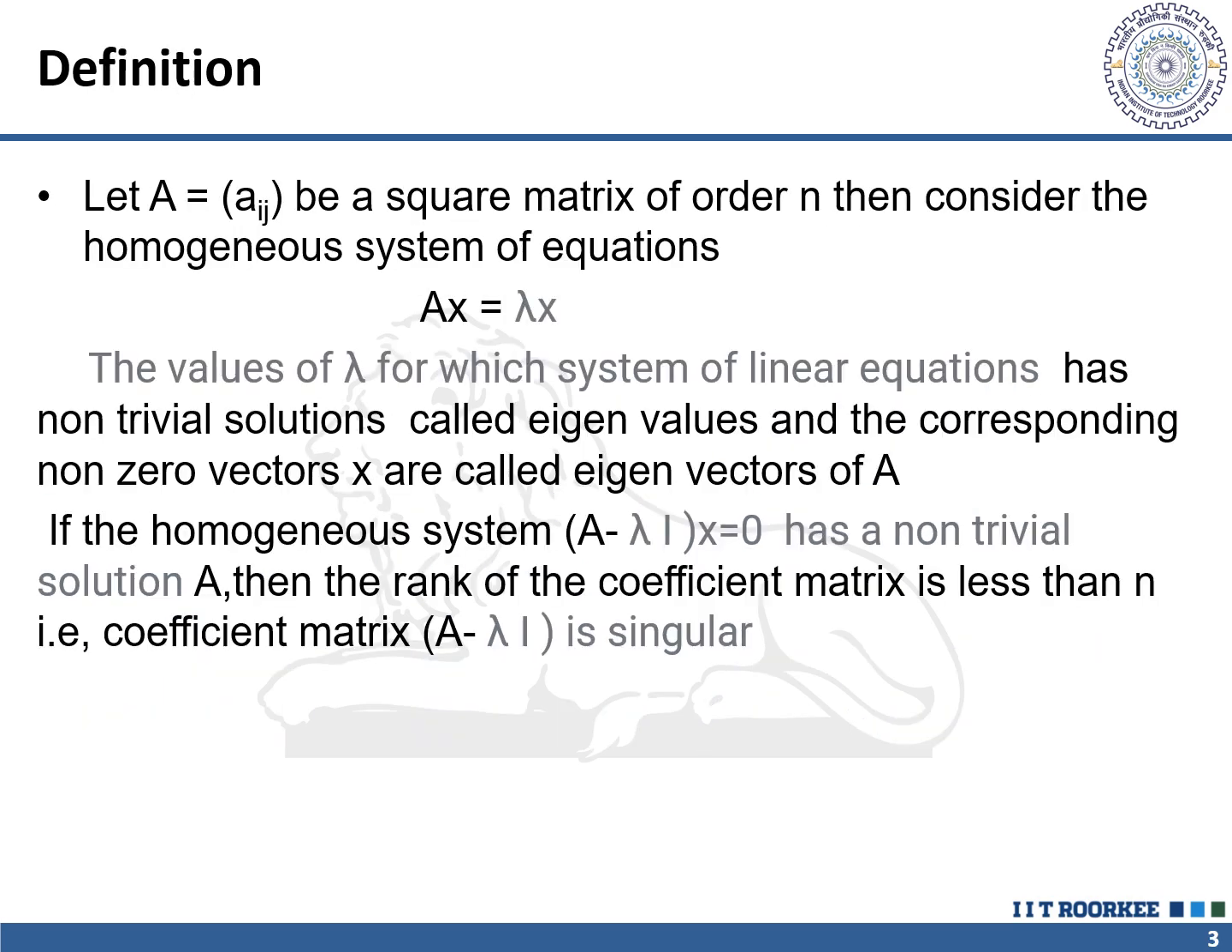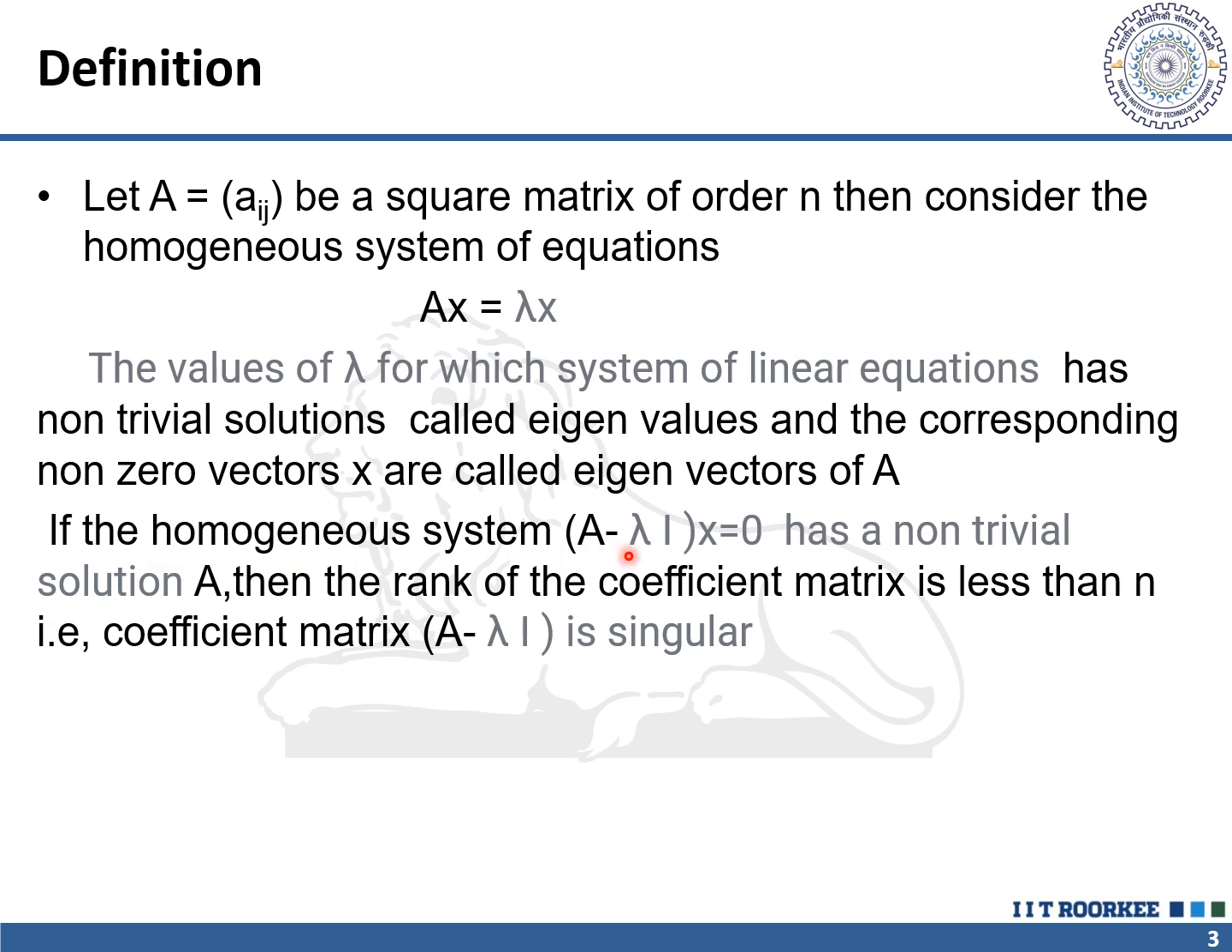Now let's see the definition of eigenvectors and eigenvalues. Let A be a square matrix of order n. Then consider the homogeneous system of equations Ax equal to lambda x. The values of lambda for which the system of linear equations has non-trivial solutions are called eigenvalues. What are non-trivial solutions? We will see in the next slide. The corresponding non-zero vectors x are called eigenvectors of A.